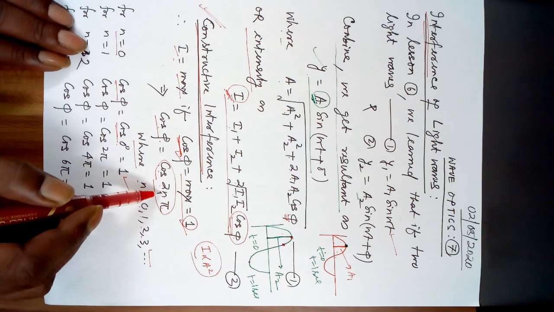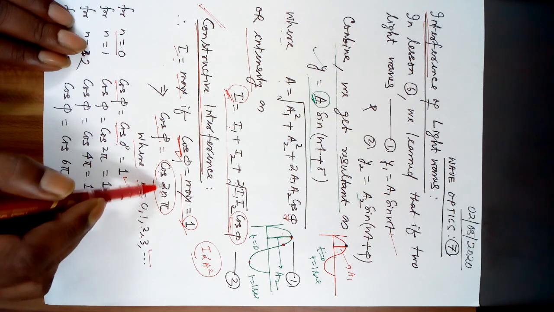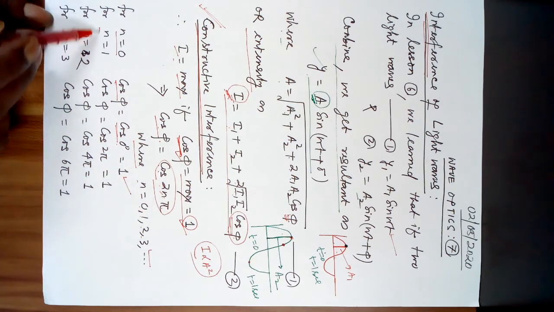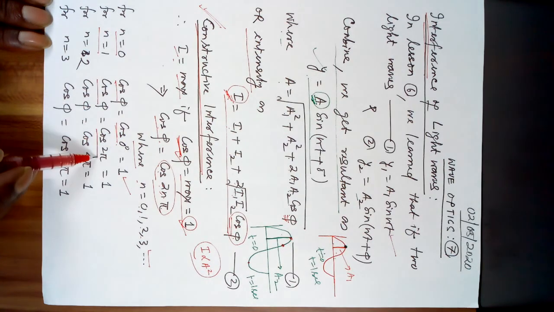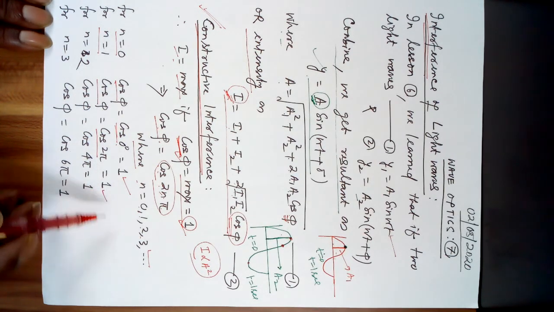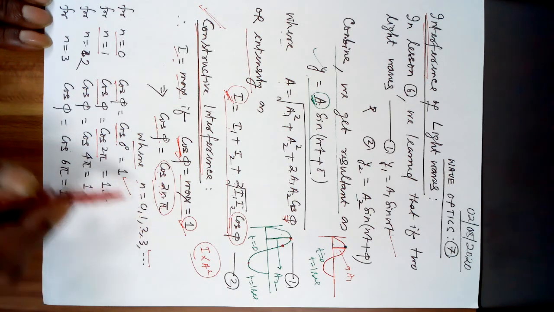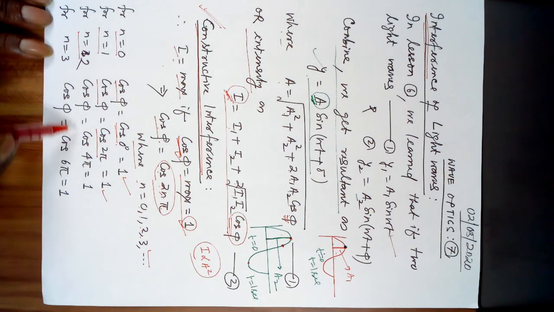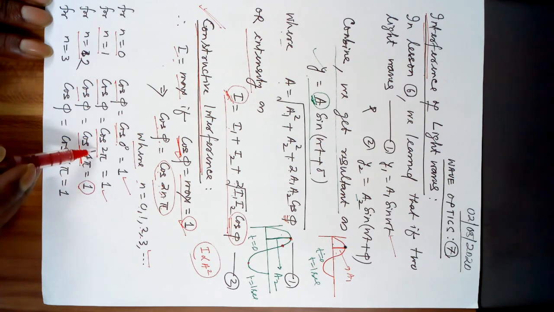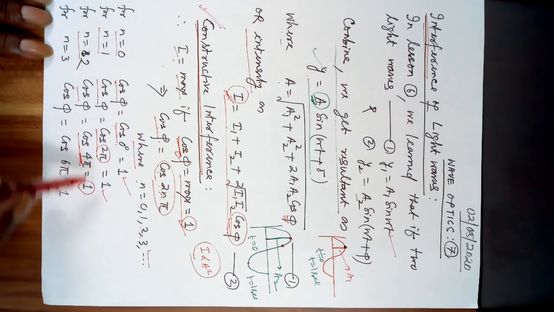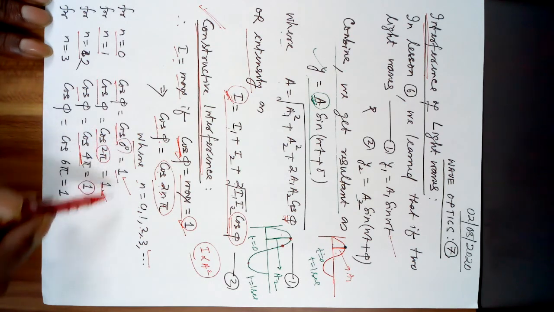If n is equal to 1, 1 into 2, 2 into pi, cos 2 pi. For n is equal to 1, cos phi is equal to cos 2 pi, that is also 1. Similarly, put n is equal to 2 here, 2 2s are 4, 4 pi. For n is equal to 2, cos 4 pi, the value of cos 4 pi, if you put it in a calculator, we will find it as 1. The value of cos 2 pi is also 1, value of cos 0 is also 1.